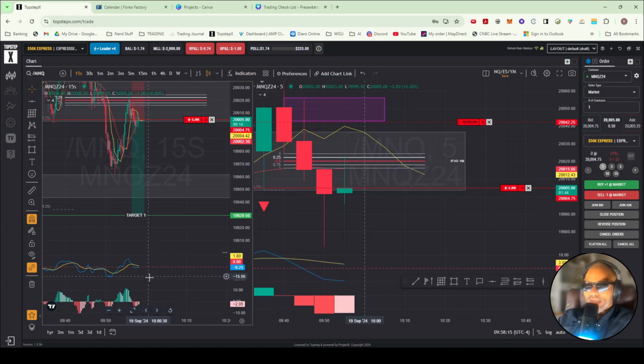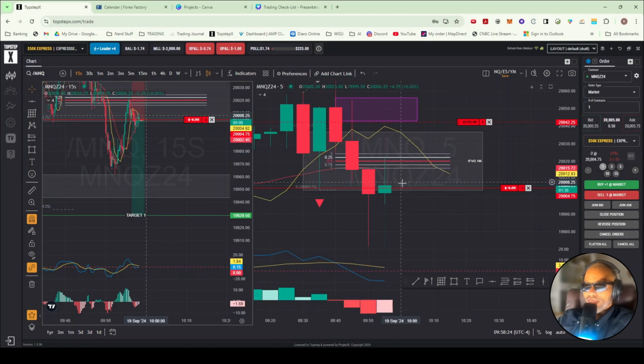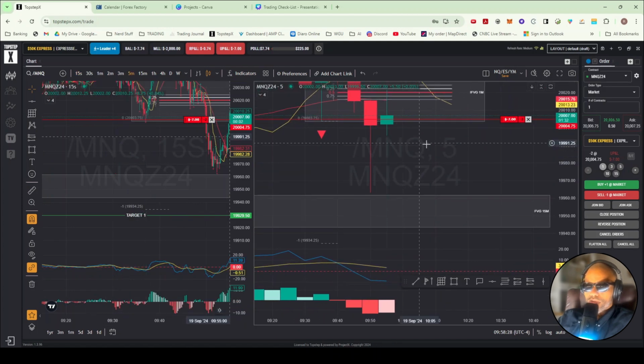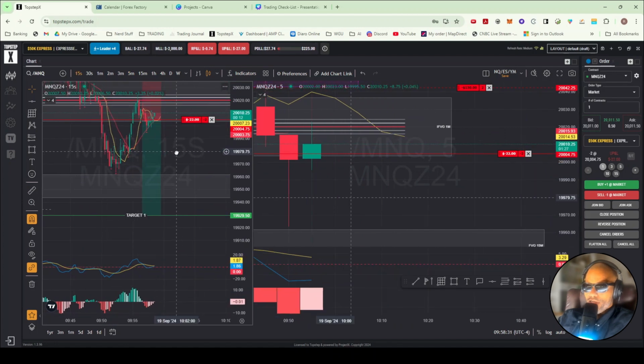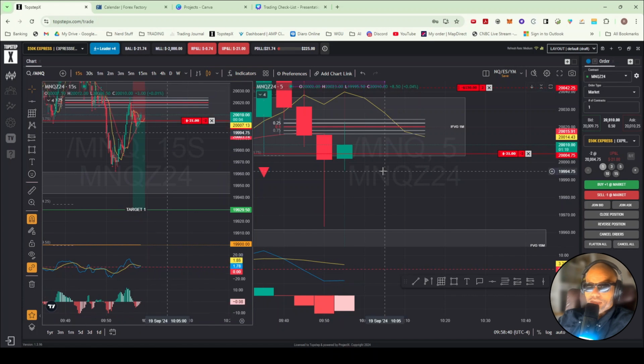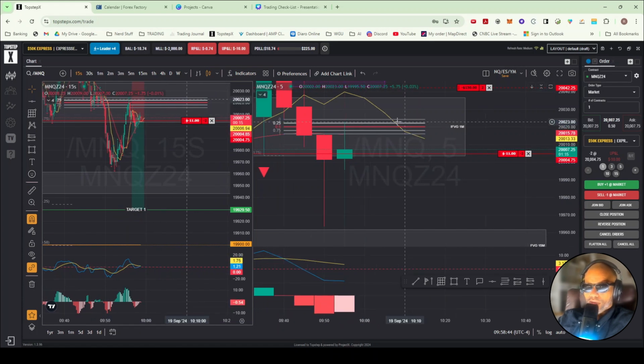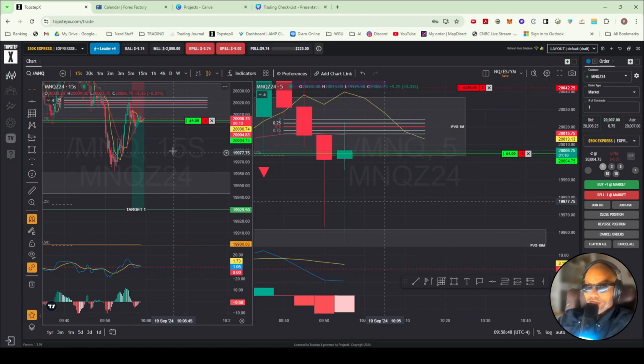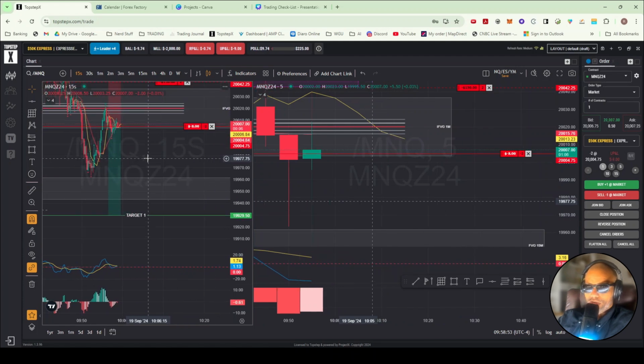So right now I'm watching price like a hawk. I want to see this 5-minute candle close underneath the fair value gap. It's respecting it. It's showing me everything that I like. Right, 5-minute MACD's looking good, moving down.